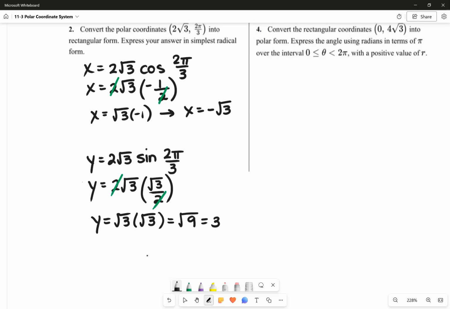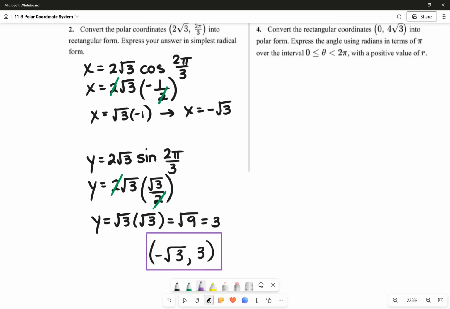So the answers you should have written were negative square root of 3, comma, 3. And that's it. So I hope you got those.